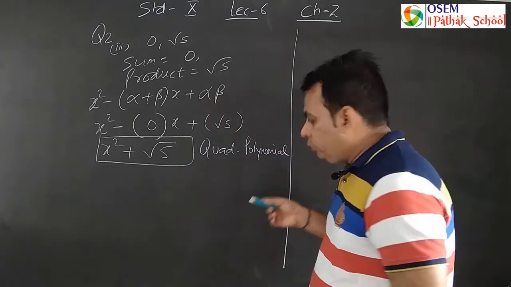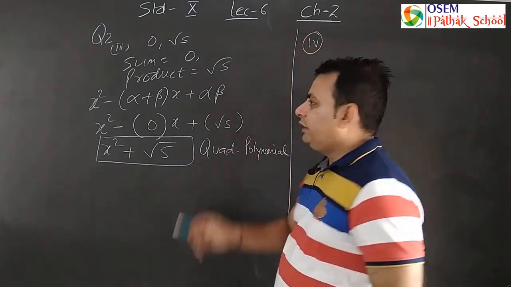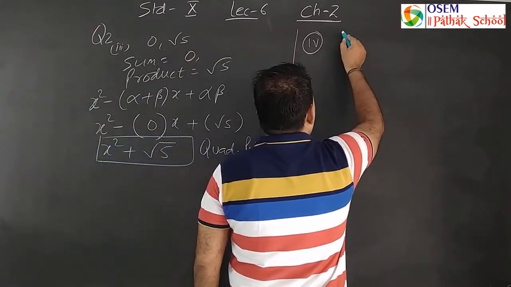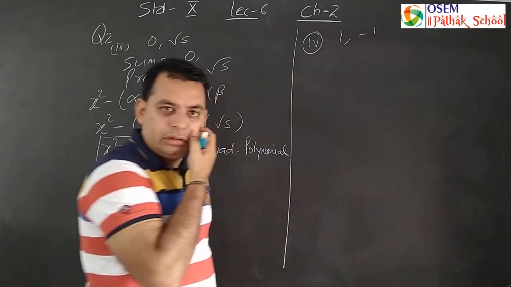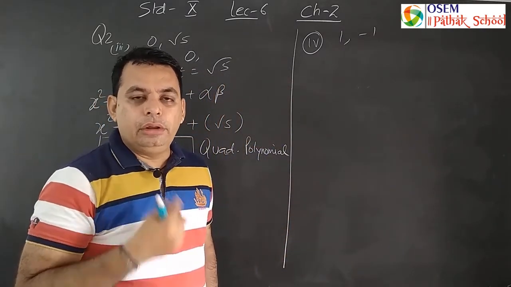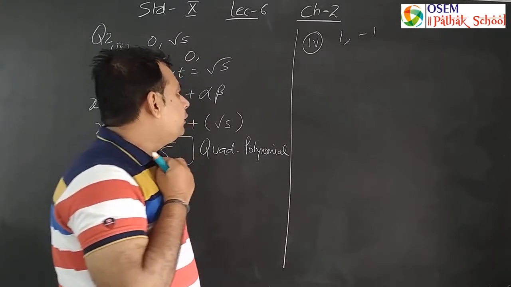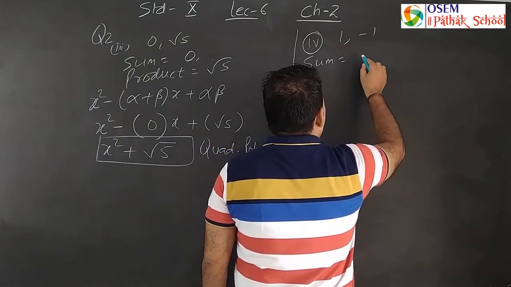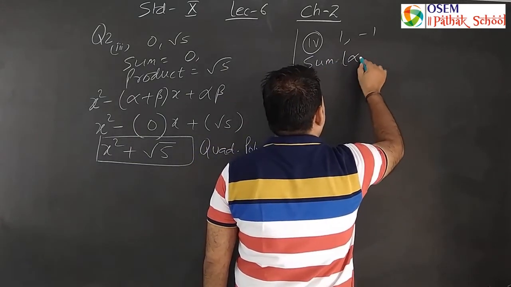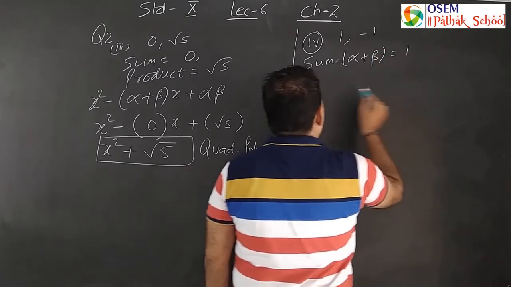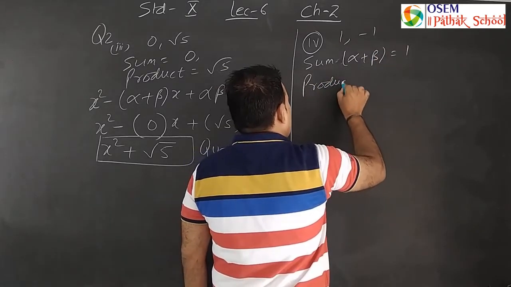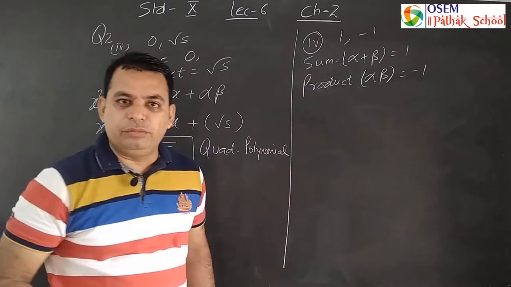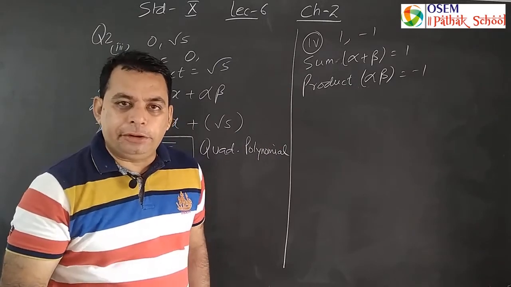The fourth question is, you can see over here, the sum is 1 and the product is minus 1. In the textbook, you will see the sum is 1 and the product is minus 4. So sum, that is alpha plus beta, is 1, product, that is alpha into beta, is minus 1. These things have been given to you. You have been asked to form a quadratic polynomial.